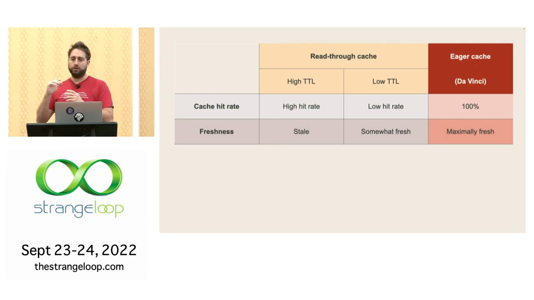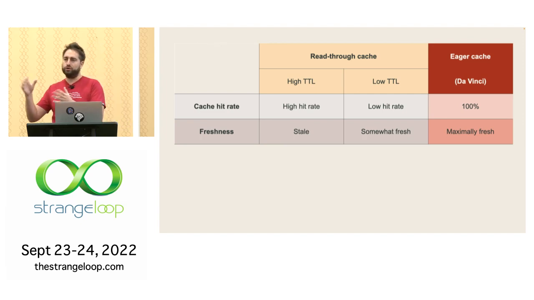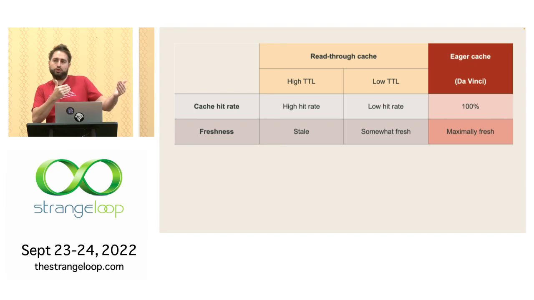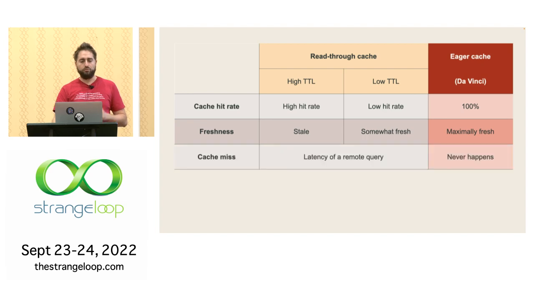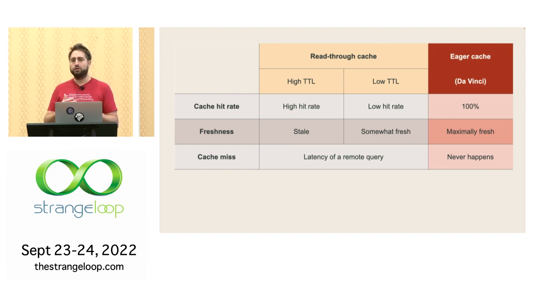With the eager cache, it is superior on both dimensions, actually. The hit rate is always 100% because you've got all the data locally. And it is also maximally fresh because you're actively listening on the change log. As soon as something changes, you're already refreshing yourself. With a read-through cache, you get cache misses, of course, and that means you pay the cost of the latency of a remote query. With the eager cache, it just never happens. So if we look at these dimensions, we see that the eager cache is strictly superior to the read-through cache. But of course, you know as well as I do that in this world there is no free lunch.